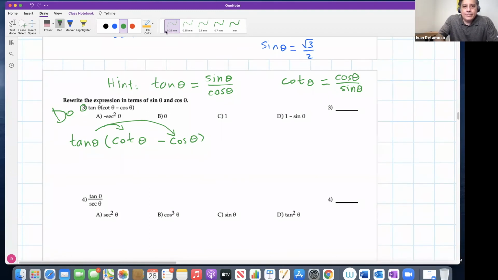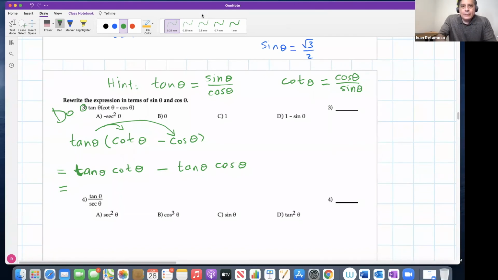Simplify. Okay, so let me see. Let me give you another hint. Tangent of theta must multiply cotangent of theta minus tangent of theta here, multiplying cosine of theta, right? And then use these two. Write everything in terms of sine and cosine, and it should be okay.